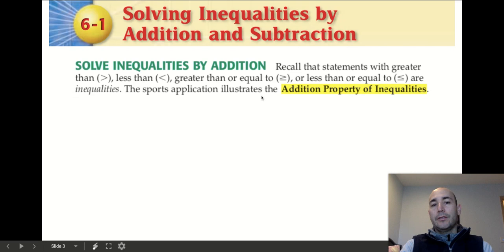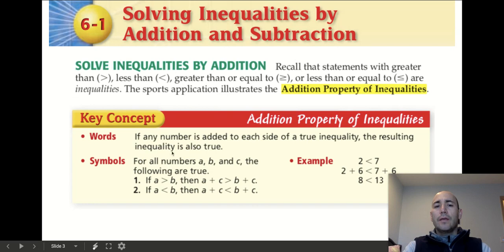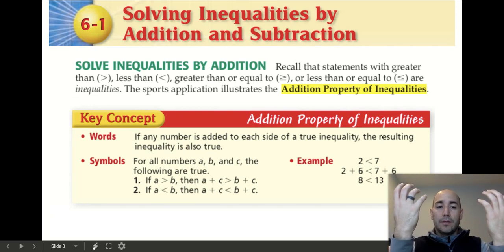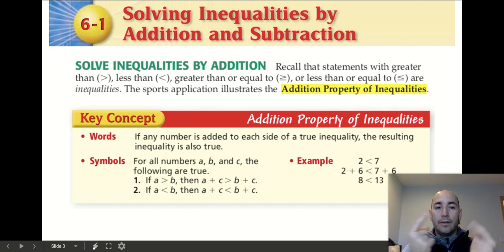The sports application illustrates the addition property of inequality, the example that we just talked about. So the key concept here is that if any number is added to each side of a true inequality, the resulting inequality is also true. So really it's similar to our addition and subtraction properties of equality with equations. Inequalities work the same way. If you add the same thing to both sides, then it will remain true. If two things are equal and you add the same thing to both sides, they're both equal. Well, in inequalities, if one side is greater than the other side or less than the other side, that will continue to stay true if you add the same thing to both sides.